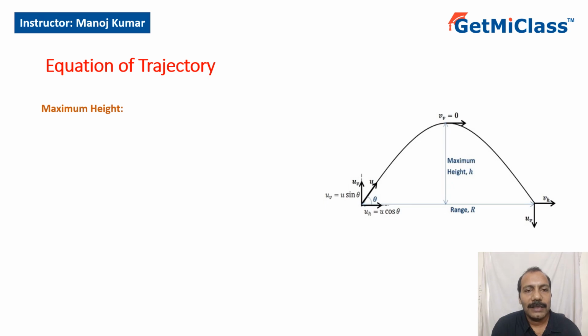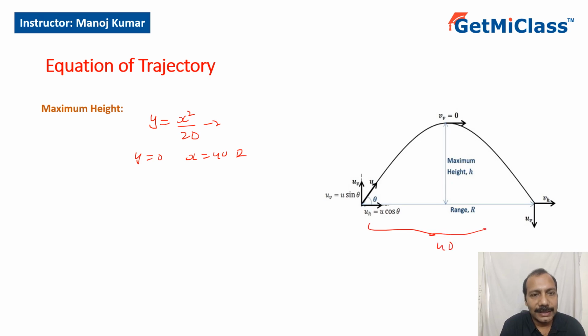Now if we want to find maximum height from an equation, how do we do it? We'll take the same equation, that is y equal to x square by 20 minus 2x. We found that if I put y equal to 0, x equal to 40 is the range. So if this is 40, then this distance would be half of that, 20 meters. So when x equal to 20, the coordinates of this would be 20 comma h. So if I put x equal to half the range, I'll get the maximum height. So let me put it.